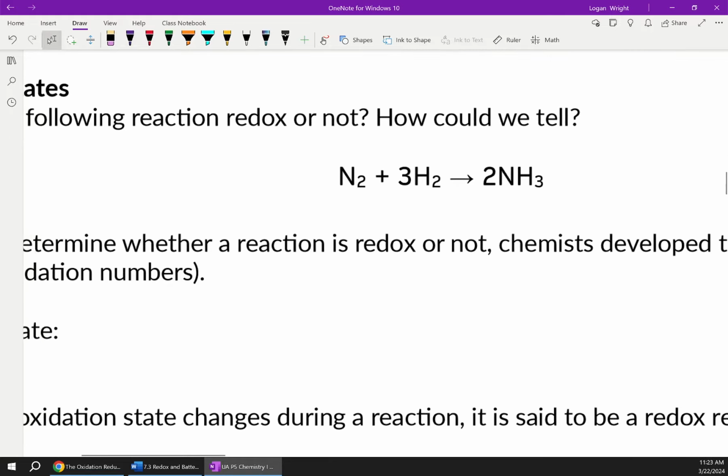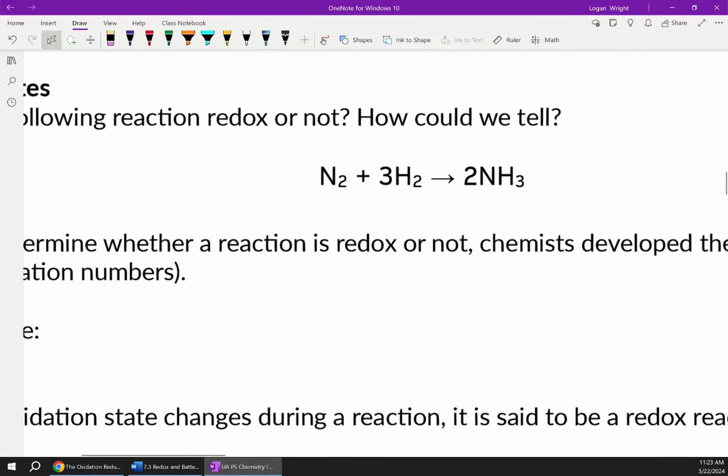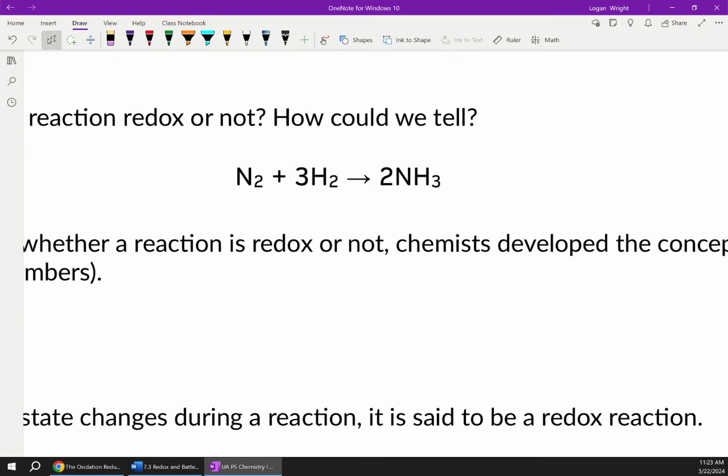Okay, look at this chemical reaction. Can we tell if this is or is not a redox reaction? So, nitrogen. Are there any charges in my nitrogen? No. Are there any charges in my hydrogen? No. Are there any charges in my ammonia? No. Yes. Well, there's one.